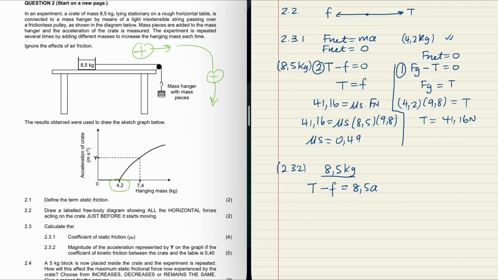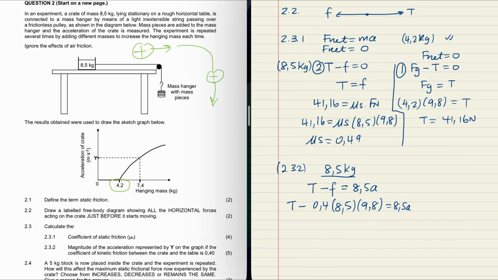Now, the friction value is going to be different because they've given us a new coefficient of kinetic friction. So T minus, and again, friction is going to be mu k times Fn. So that's going to be 0.4 multiplied by Fn, which is going to be the force of gravity, so 8.5 times 9.8. And that's going to equal 8.5a. And that's going to be one equation.